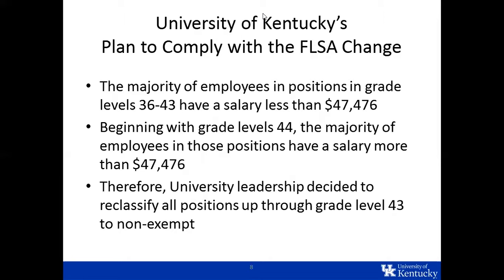So if we looked at all of the grade titles across all of the grades and how the salaries naturally fell, we found that the majority of employees and positions in grade levels 36 to 43 had salaries that were less than 47,476, and beginning with grade level 44, the majority of these employees actually had salaries that were more than 47,476, and that was just what was naturally occurring as we were looking for that.